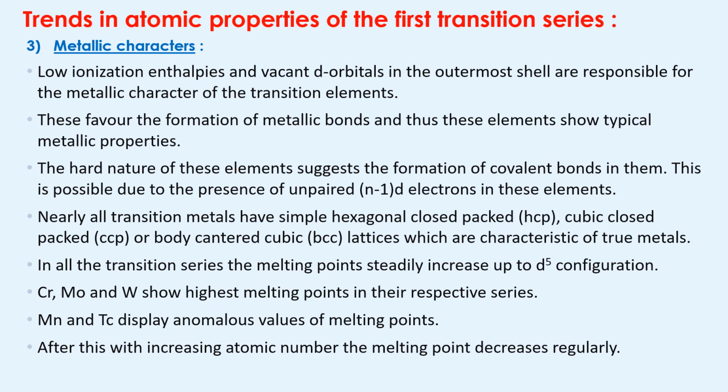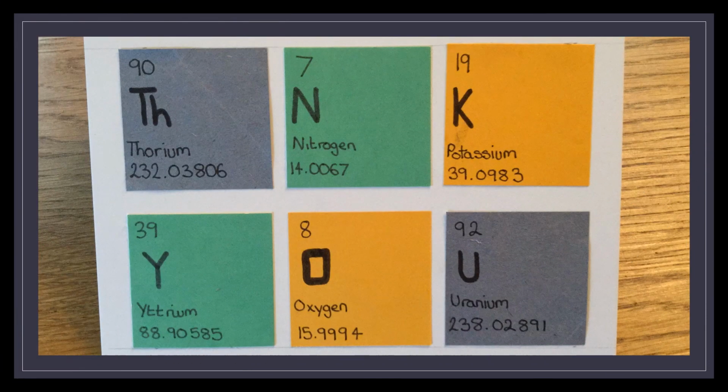Next is ionization enthalpy. Ionization enthalpy increases across the period from left to right, and as we move from the first to second to third transition series, ionization enthalpy increases. Then the third one, we studied metallic character. Thank you for listening.